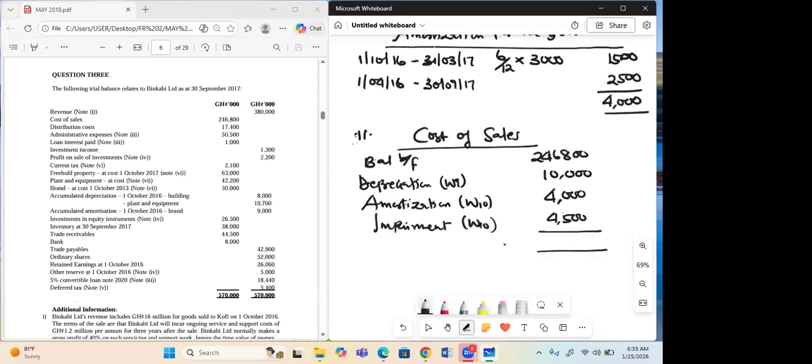So sum them up for us. 246,800 plus 10,000. 265,300. Confirmed.